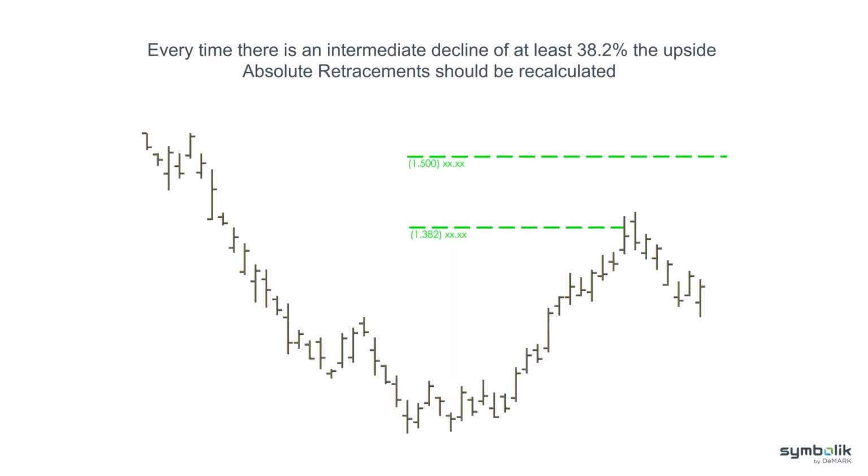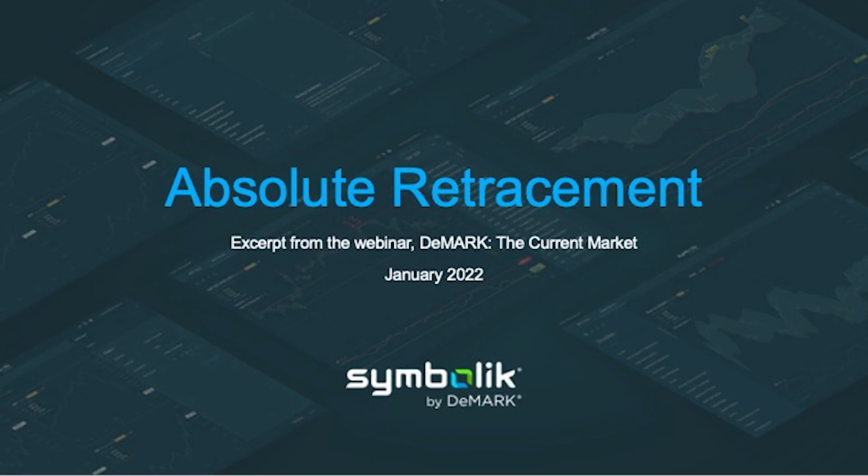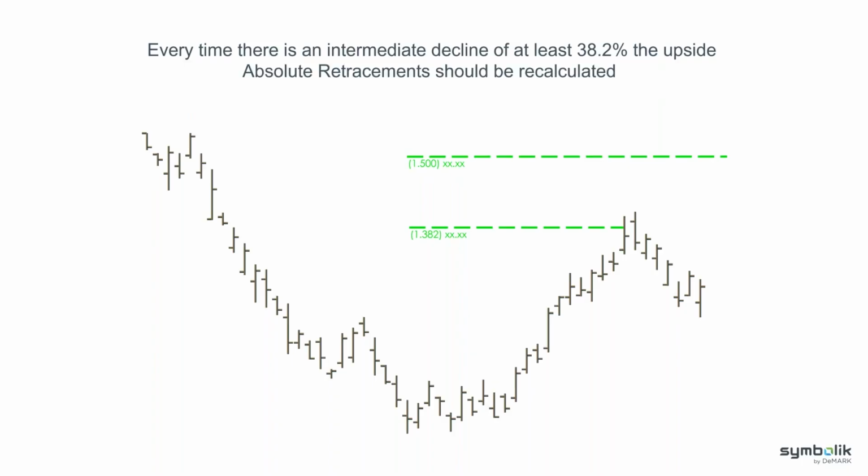Now, in reverse, every time there is an intermediate decline of at least 38.2%, the upside absolute retracements should be recalculated. So in this example, if we declined 38.2% from this high, that's where you can project a new upside absolute retracement level from, as opposed to this low. And we'll get into examples shortly.